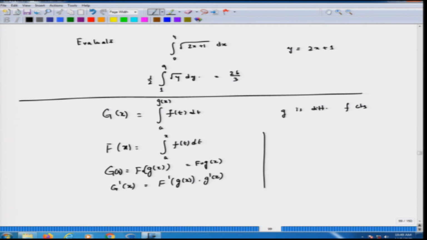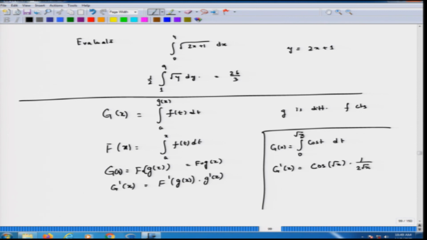So, for example, if I want to compute the integral from 0 to square root of x of cos t dt, this is my capital G, let us say. Then G prime of x is equal to, so here f of t is equal to cos t. Therefore, this is f at g of x, which is cos of square root of x, times g prime of x, where little g of x is square root of x, which gives 1 by 2 square root of x. So, this is precisely what you can compute.